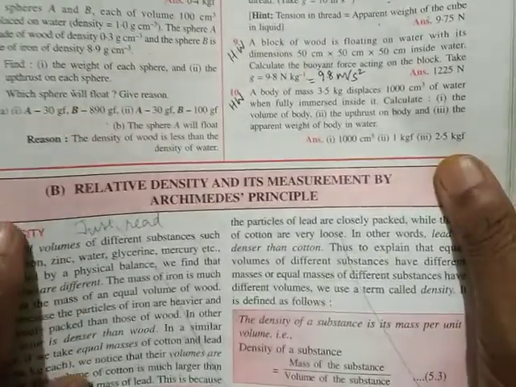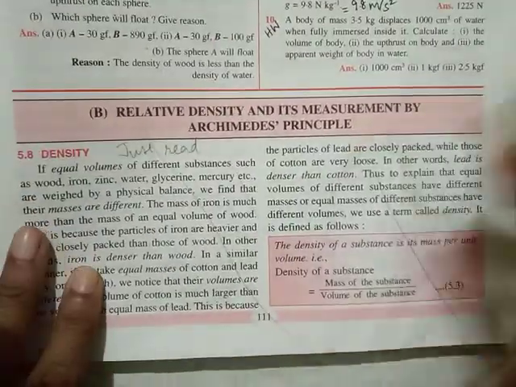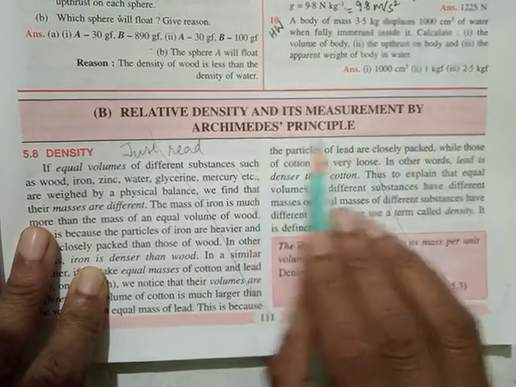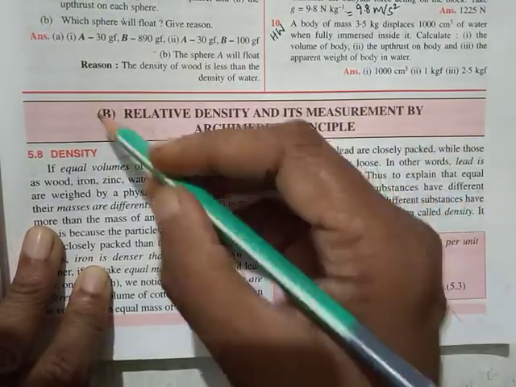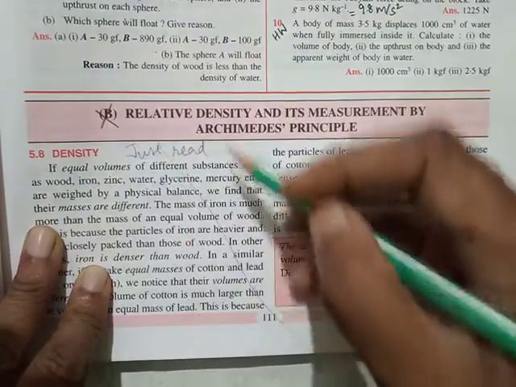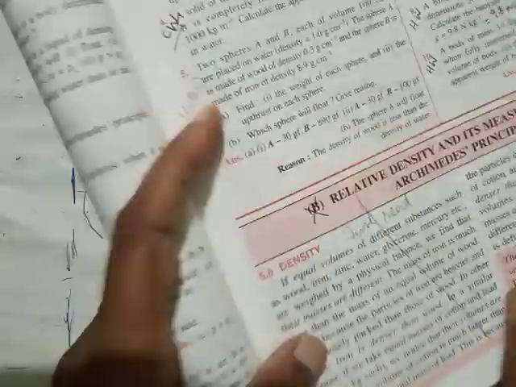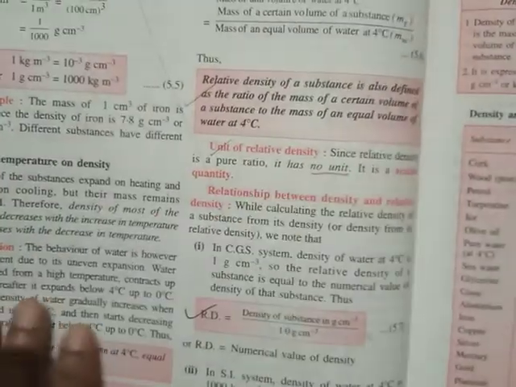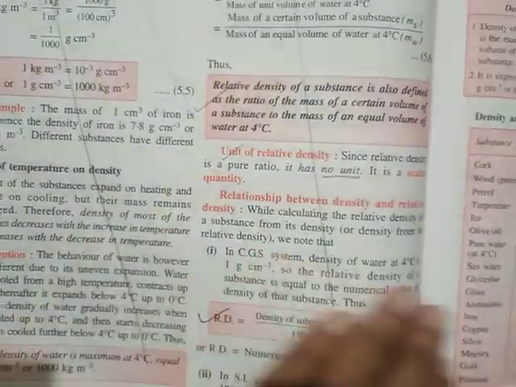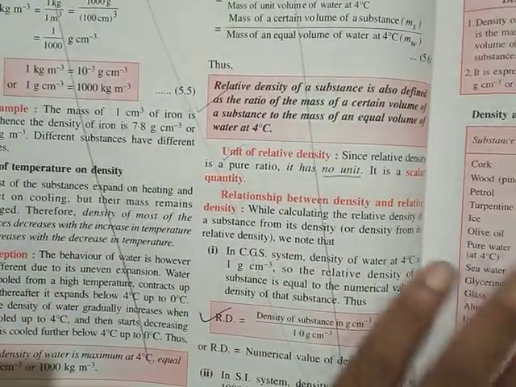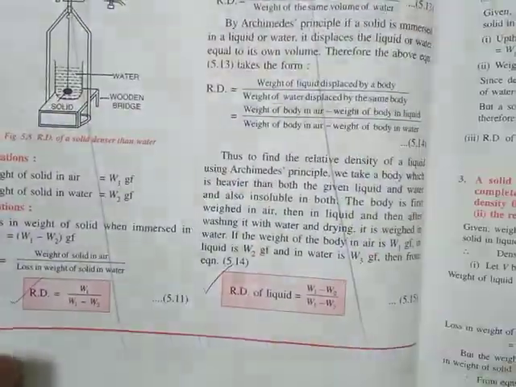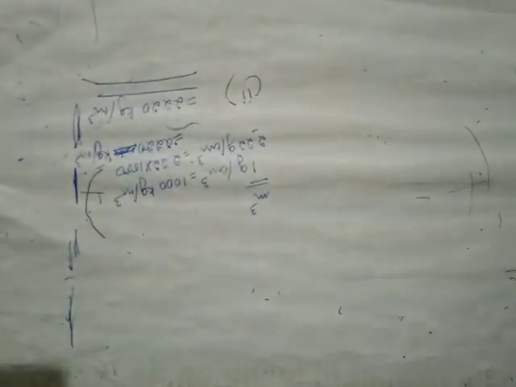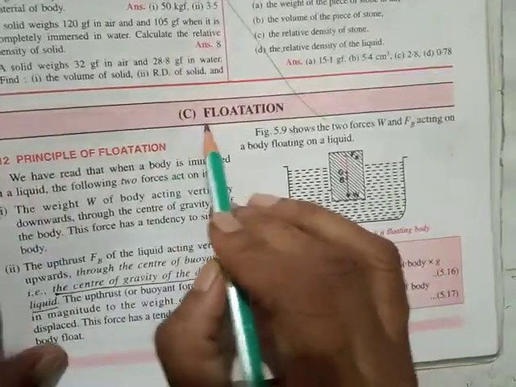Now we go to relative density and its measurement by Archimedes' principle. That is also cut. The whole part is cut. So happily you can strike off the whole portion, and we'll go straight to C part. So we'll have to go straight to C part.